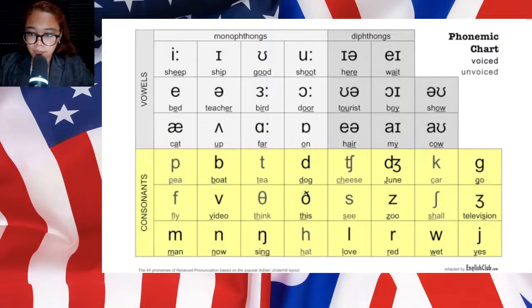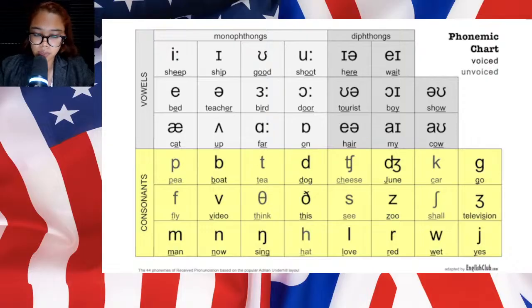Bed. Teacher. So this one, the upside down E, is a schwa sound. Schwa. It is more like a nothing sound because you say it very quickly and sometimes not at all. Next is E. Bird. Door. Cat. Up. Far. On. Okay, and those are all for the monophthongs.